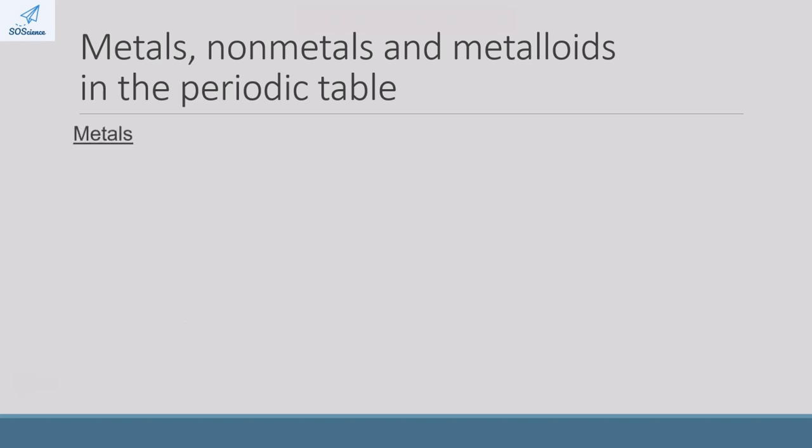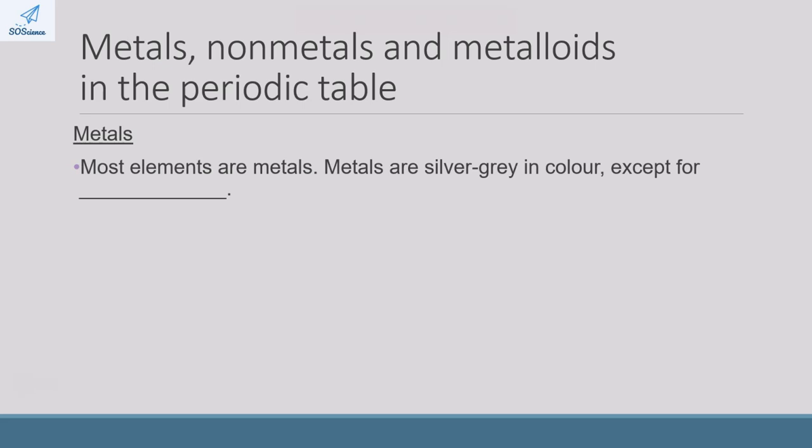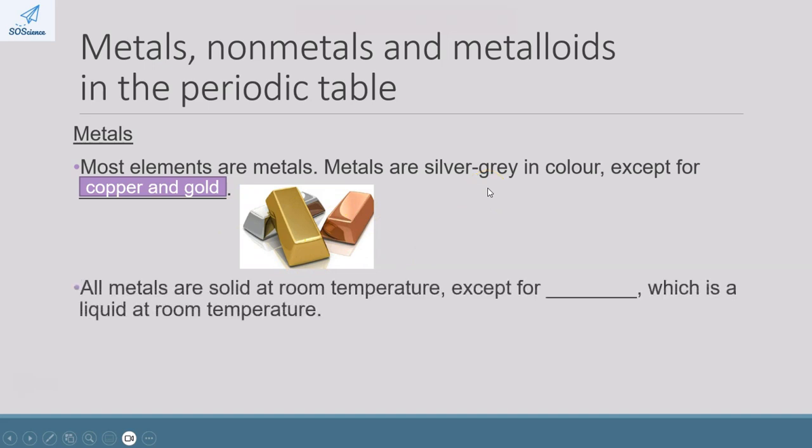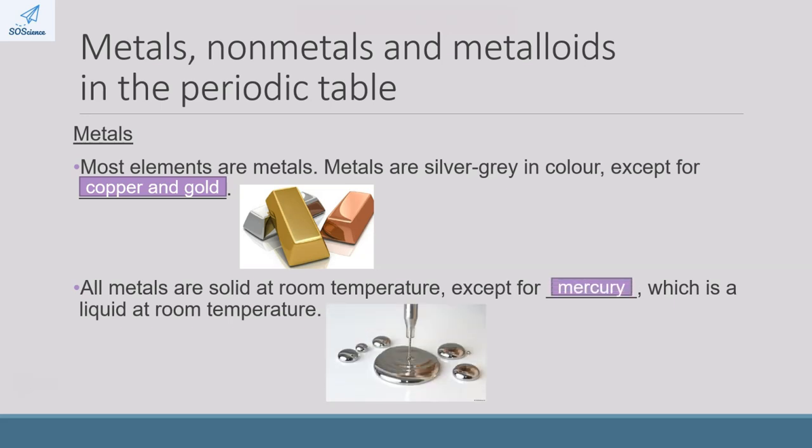Let's start off by discussing metals. So most elements in the periodic table are metals. Metals are silver gray in color, but there are 2 exceptions to that, and those exceptions are copper and gold. So most metals simply look like this, but gold and copper have distinct colors. All metals are solid at room temperature, but there is one metal that is a liquid at room temperature, and that metal is mercury. The chemical symbol of mercury is Hg.